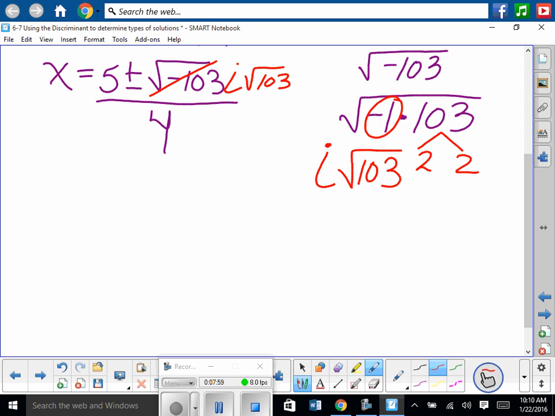So I'm going to rewrite it. x is equal to 5 plus and minus i square root of 103 over 4. Now, do all 3 things divide by something in common? No. So there's our answer.